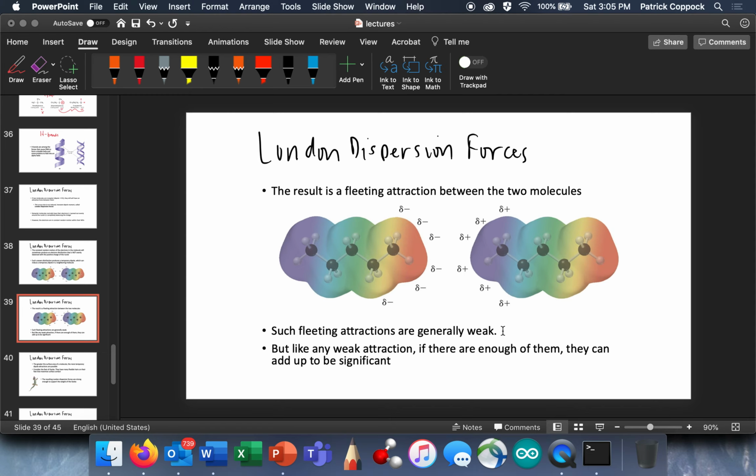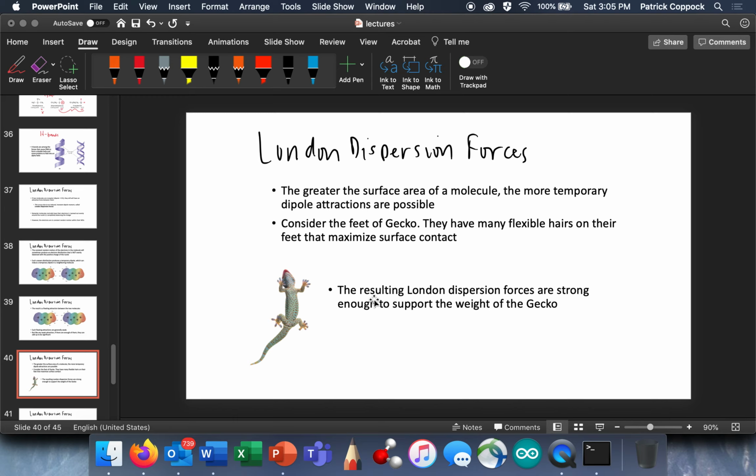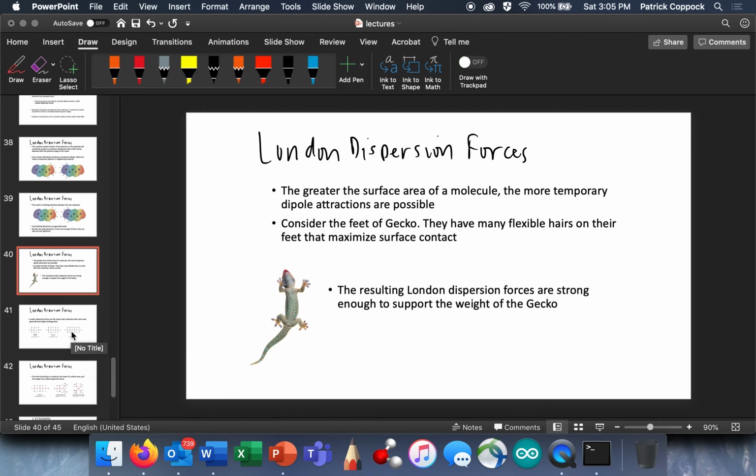It's very weak, right? Because it's so short-lived. But like any other weak attraction, if there's enough of them, they can add up to be significant, like you might consider Velcro. The example I've got for that is the gecko. The feet of the gecko, you may look at them, they're not sticky. How can a gecko walk up a wall? It can walk up a wall because of London dispersion force. It's got tiny little hairs on the bottom of its feet, increasing a huge amount of surface area. That produces fleeting dispersion forces between its feet and the wall, and there's enough of them that it can cause the gecko to actually walk up the wall.